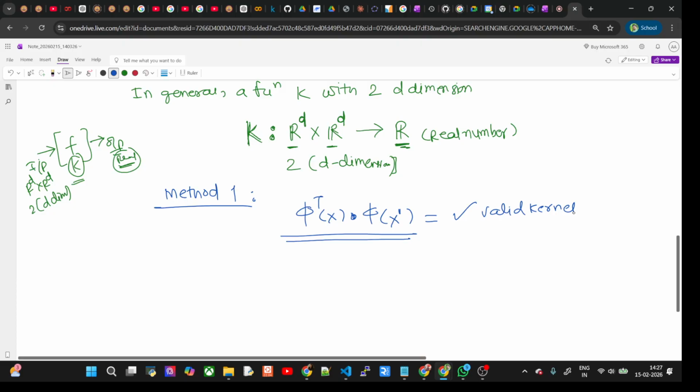But it might be hard. Once you calculate the dot product, phi transpose x i into phi transpose x is available, is possible. Sometimes what happens is the dot product is not possible in the higher dimension. So that kind of a dot product is not possible, and then this kind of function which maps your xi.